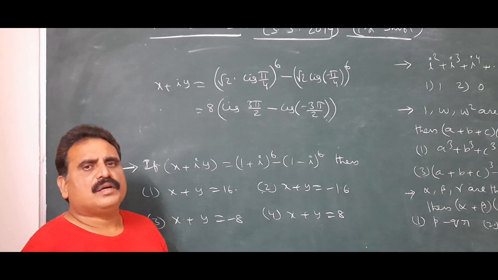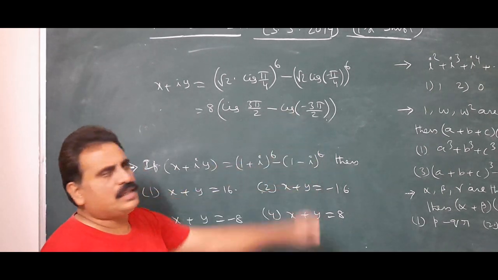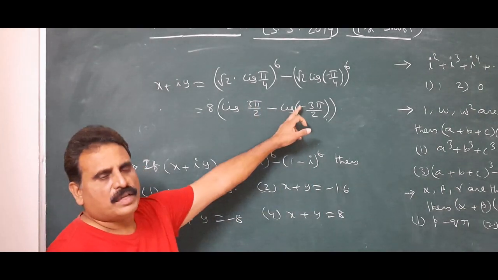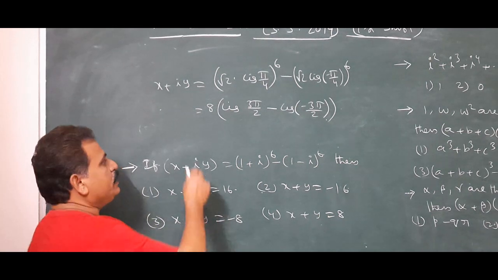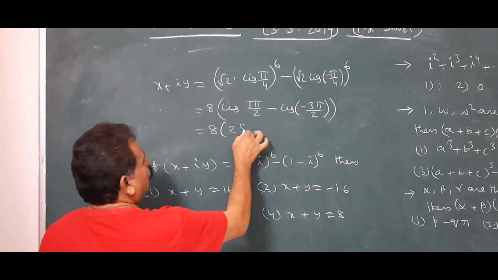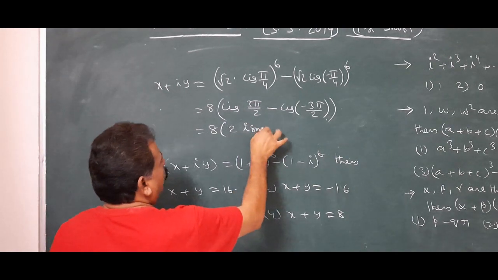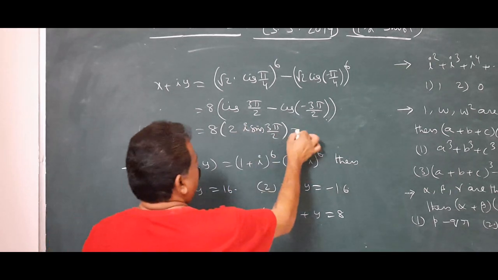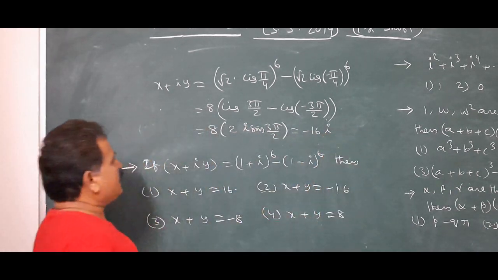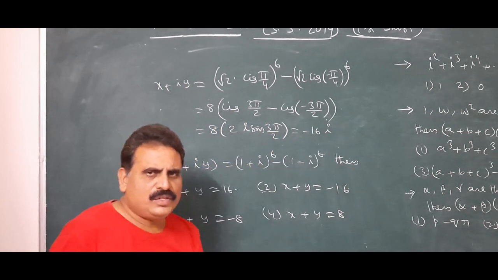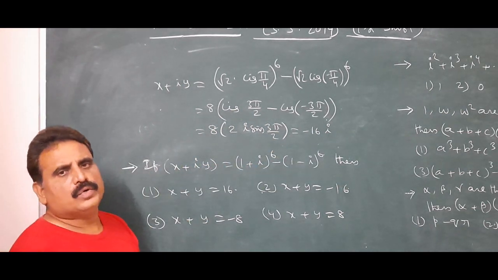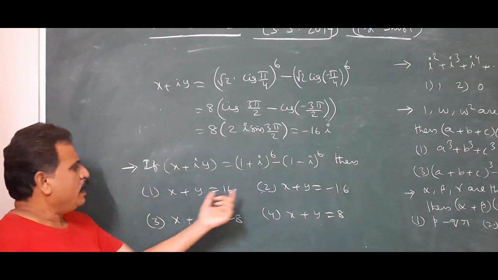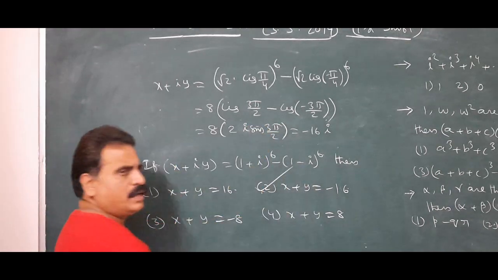So we have (cos theta plus i sin theta) to the 6 minus (cos theta minus i sin theta) to the 6. The cos theta cancels, and plus i sin theta gives 2i sin theta. So that equals 8 into 2i sin 3 pi by 2. Sin 3 pi by 2 is minus 1. So minus 16i. x plus iy equals minus 16i. Within 2 steps we get that. x equals 0, y equals minus 16. Here check that x plus y is minus 16. The second option is the right answer.